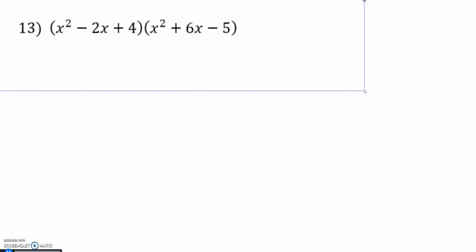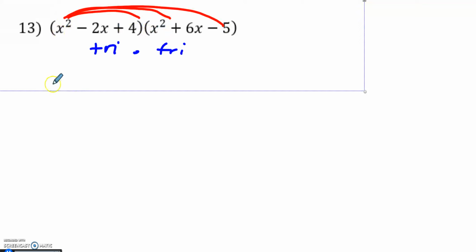Number 13, what we're doing is, again, multiplying, because there's nothing in the middle of these parentheses. So we're multiplying a trinomial times another trinomial. And this one definitely has a lot to it. We have to do a lot of distribution. The first thing we would do is distribute the x squared to all three terms.